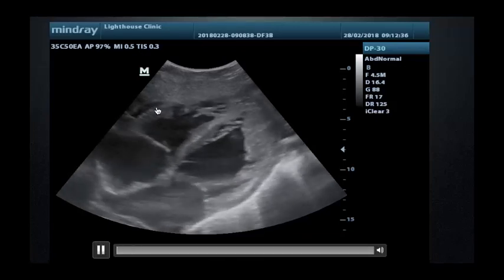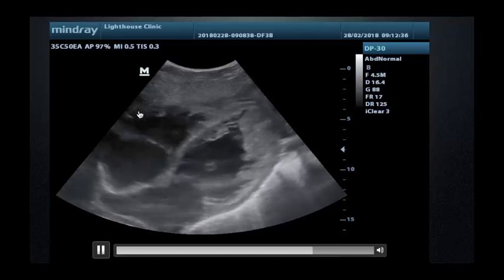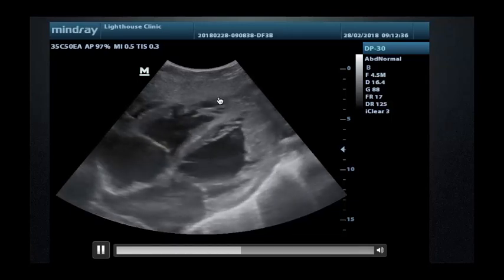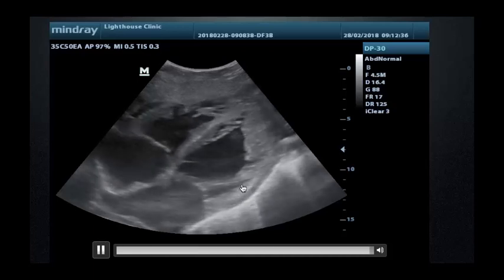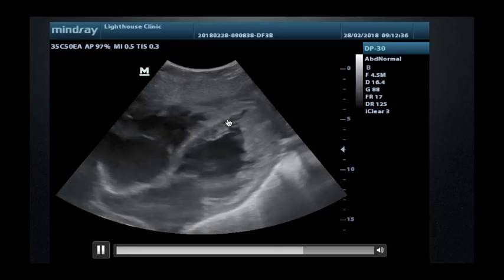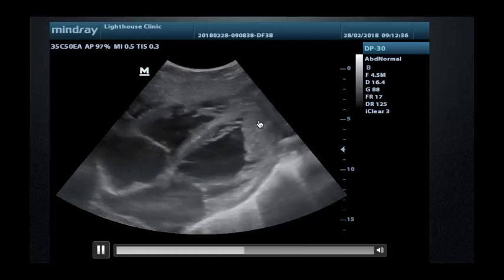Is there a pericardial effusion? Yes, there is a tiny pericardial effusion, but certainly not the problem. Is the left ventricle pumping? Well, it is not particularly well pumping. It is pumping a little bit, but not very well.